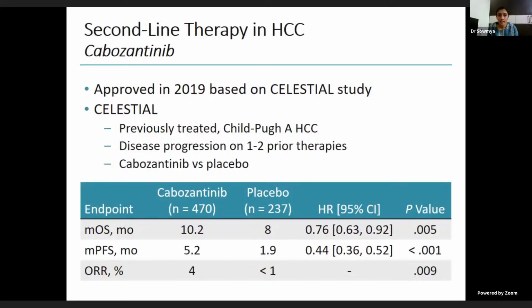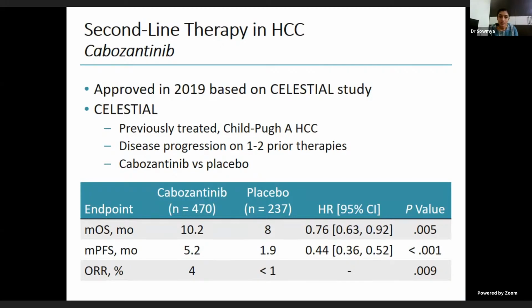Coming to the next second-line therapy, it is cabozantinib, which was approved in the year 2019 based on the CELESTIAL study. The CELESTIAL study studied the effectiveness of cabozantinib in previously treated Child-Pugh A HCC patients who showed disease progression on 1 or 2 prior therapies. So this can be used as a third-line option too.